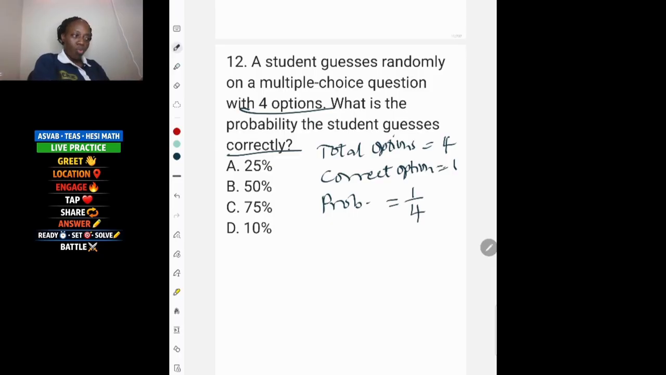1 over 4. And when you do it, they have put the answers in percentage form. So you won't say it is 1 over 4, it should be 0.25. But they've put all our answers in percentage, so let's multiply by 100 so that it is in percentage form. How many 4 in 100? 25. So the answer will be 25%, and our answer is A.